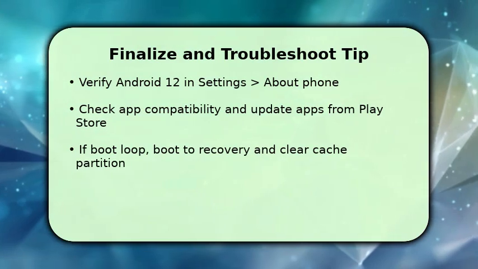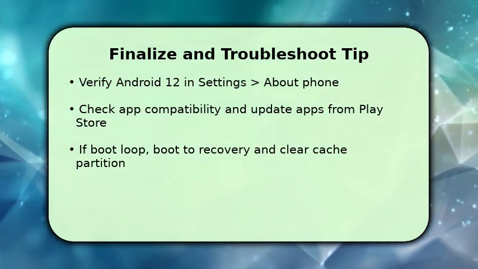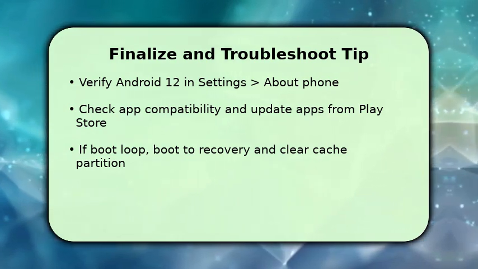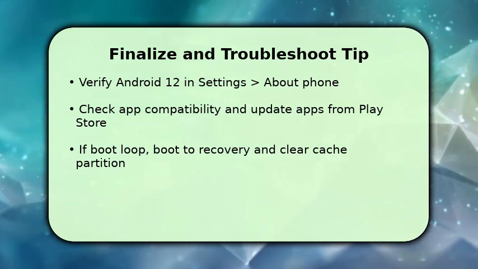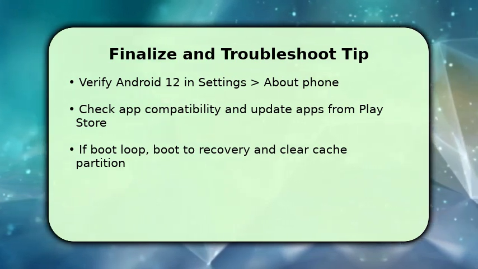After installation, you'll land back on the lock screen. Unlock and go to Settings, About Phone, to confirm Android 12 is active. Next, open Play Store and update all apps to ensure compatibility with new privacy and UI changes. Some apps need updates to avoid crashes.